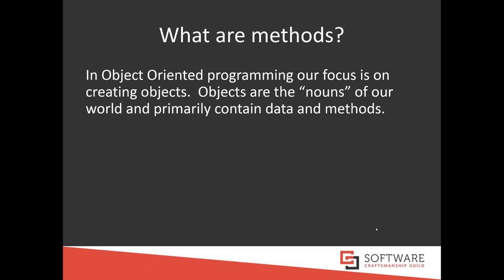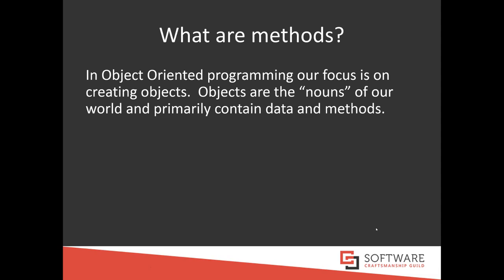In object-oriented programming, our focus is on creating these things called objects. And objects are the nouns of our world. They primarily contain data and methods. I go back to the example of a bank account. A bank account is an excellent example of an object. It would have data of account number and balance. The bank account is the noun.